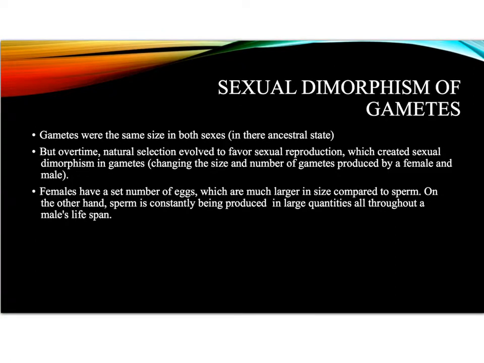Sexual dimorphism of gametes. Gametes were the same size in both sexes in their ancestral state, but over time, natural selection evolved to favor sexual reproduction, which created sexual dimorphism in gametes, changing the size and number of gametes produced by a female and male. Females have a set number of eggs, which are much larger in size compared to sperm. On the other hand, sperm is constantly being produced in large quantities all throughout a male's lifespan.